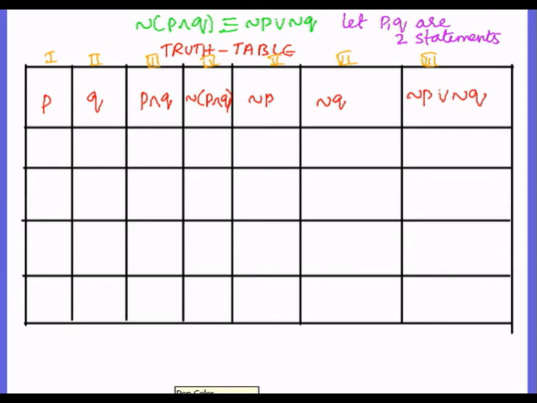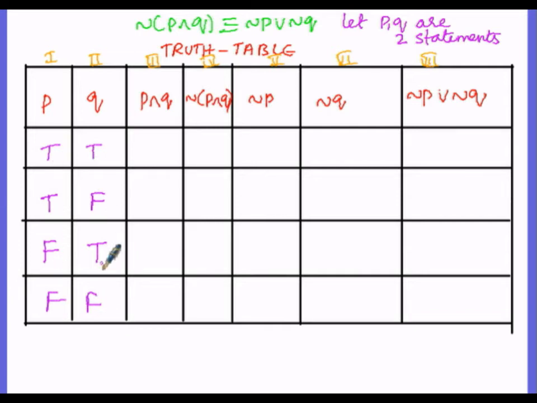When we assume a single statement, as per the definition, a statement may be either true or false but may not be both. Here we have assumed two statements P and Q, so the possibilities will be 4. If one is true, then the other may be false. If the first one is false, then the second statement may be true. So these are the 4 possibilities: TT, FF, TF and FT.